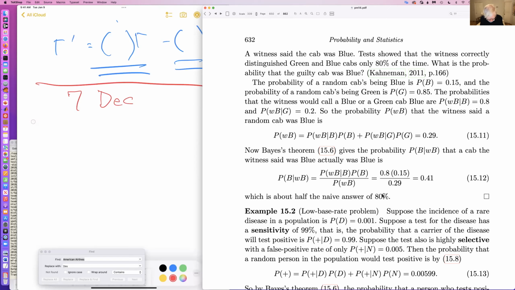So in other words, inasmuch as 80% of the cabs are blue, the naive answer, which is the probability that the guilty cab was blue, instead of being 80%, it's actually only 41%.